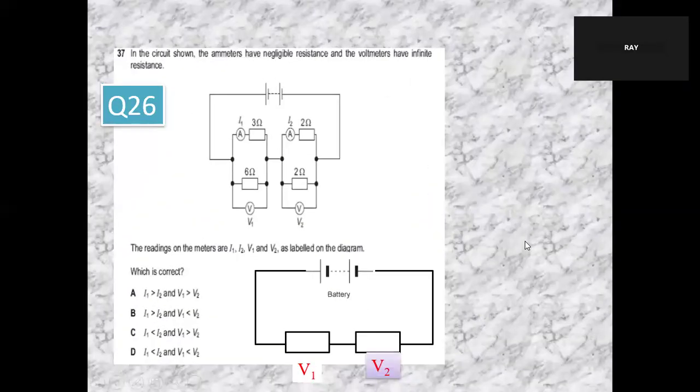How about this one? Ammeters have negligible resistance, so you don't have to worry about the resistance of the ammeter. Voltmeters have infinite resistance, so you don't have to worry about the voltmeter withdrawing current. The readings of meters I1, I2, V1, V2 are labeled as in the diagram, which is correct?